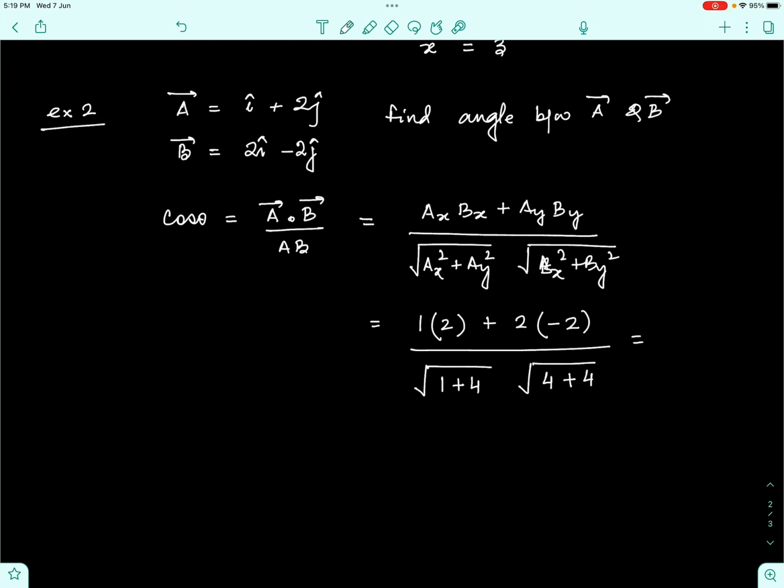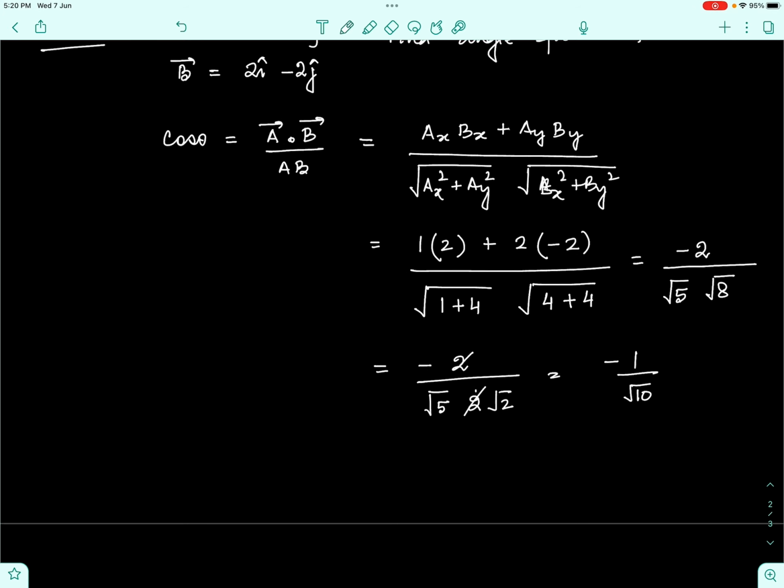So when we solve this, we will get 2 minus 4, which is minus 2 up here, divided by square root of 5 into square root of 8. Square root of 8, maybe we can simplify and write it as 2 root 2. So we will have minus 2 divided by root 5 into 2 root 2, and the 2 will cancel out, and we will be left with minus 1 by root 10. And from here we can say this is the value of cos theta that we have obtained. From here we can say that theta will be cos inverse of minus 1 by root 10.